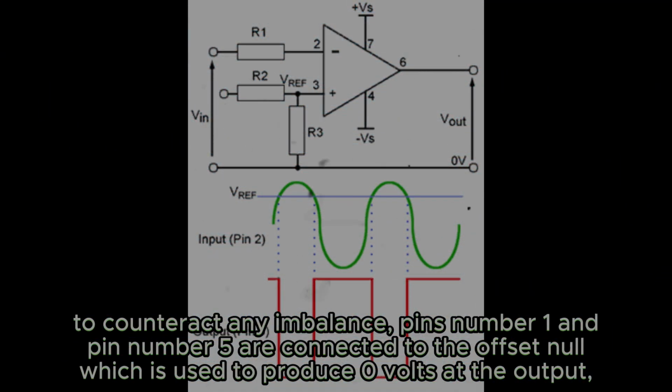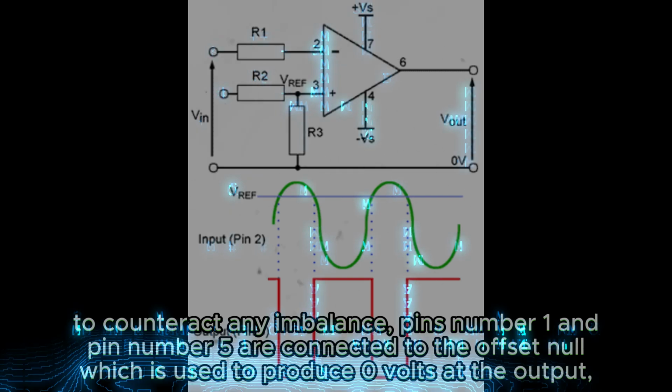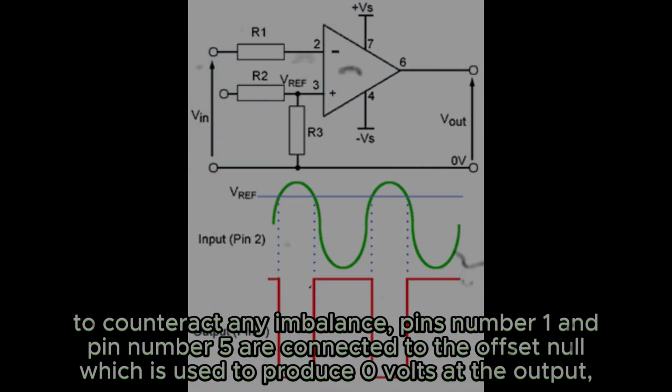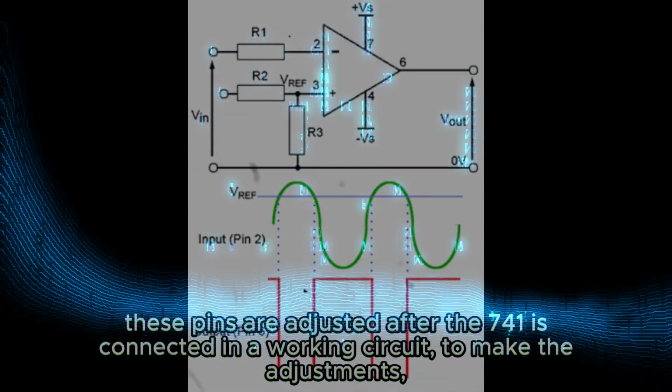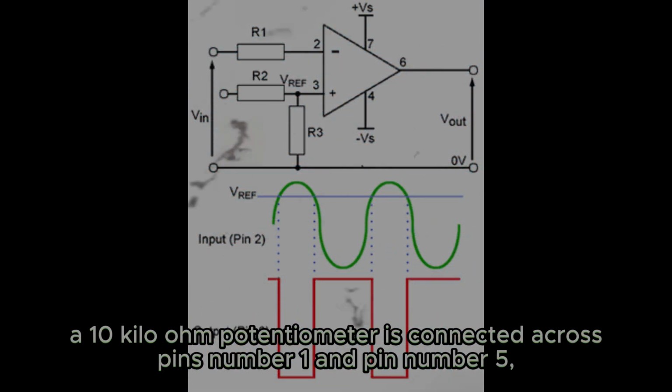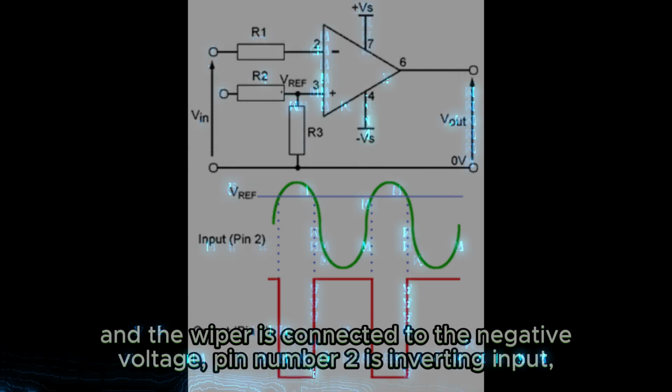To counteract any imbalance, pin number 1 and pin number 5 are connected to the offset null, which is used to produce 0 volts at the output. These pins are adjusted after the 741 is connected in a working circuit. To make the adjustments, a 10 kilo-ohm potentiometer is connected across pin number 1 and pin number 5, and the wiper is connected to the negative voltage.